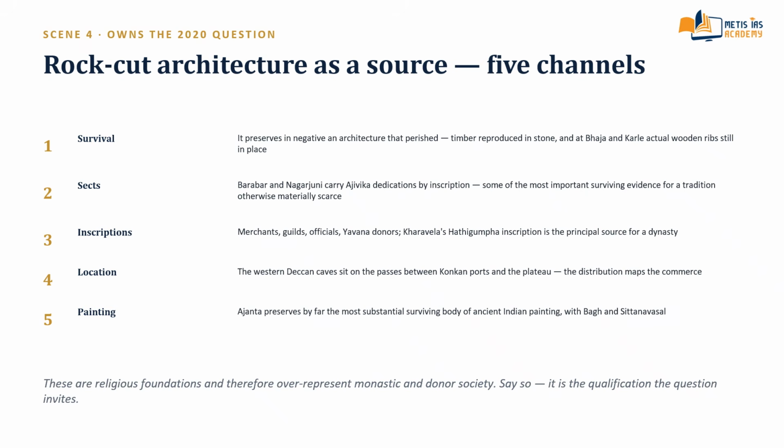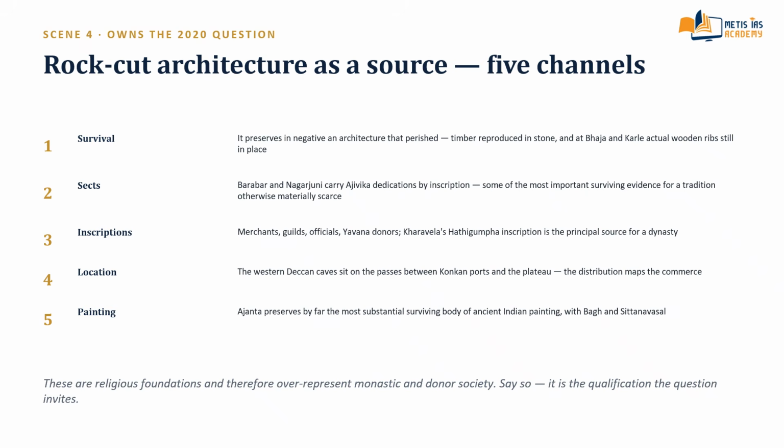The rock cut architecture represents one of the most important sources of our knowledge of early Indian art and history, discuss. It doesn't ask you to describe caves. It asks why they are a source. A candidate who writes a tour of Ajanta and Ellora has answered a different question altogether. Give 5 channels of evidence, and give the first two properly because they are the strongest and almost nobody states them.